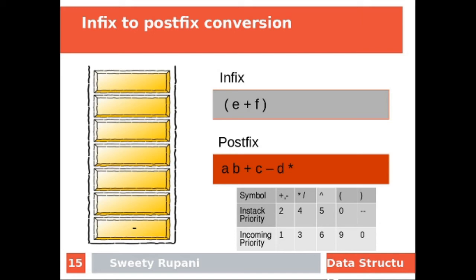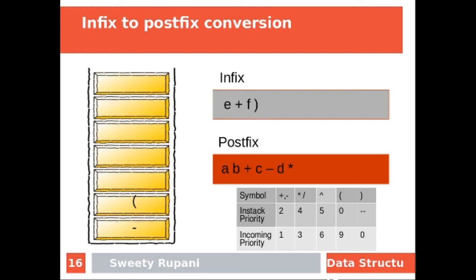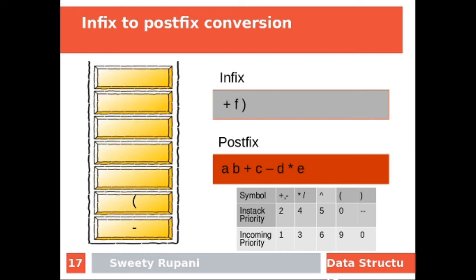Followed by the next symbol, an opening parenthesis. When it's an opening parenthesis, we check its incoming priority which is 9, and the in-stack priority of the symbol lying on the stack, which is minus, is 2. So we can easily push this bracket onto the stack because it has the higher priority. Now the next symbol that we come across is E, which is an operand, so we will directly move it to the postfix array, followed by plus.